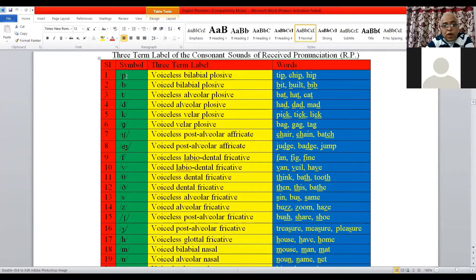So whenever you write these symbols outside the vowel chart, the consonant chart, you have to put them within these slant lines. Are the slant lines clear? Can you see them, Sunitra?